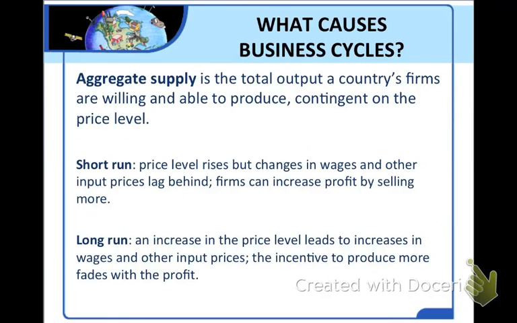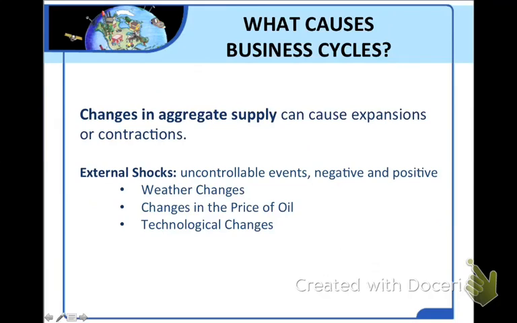In the United States, key changes in aggregate supply that have caused or contributed to expansions and contractions include weather, the price of oil, and technological changes. So let's look at each one of these individually.